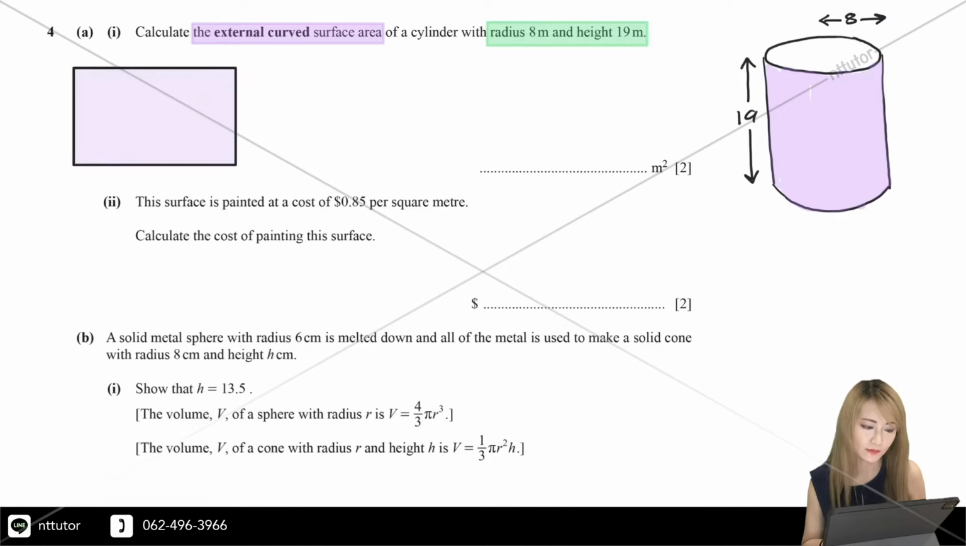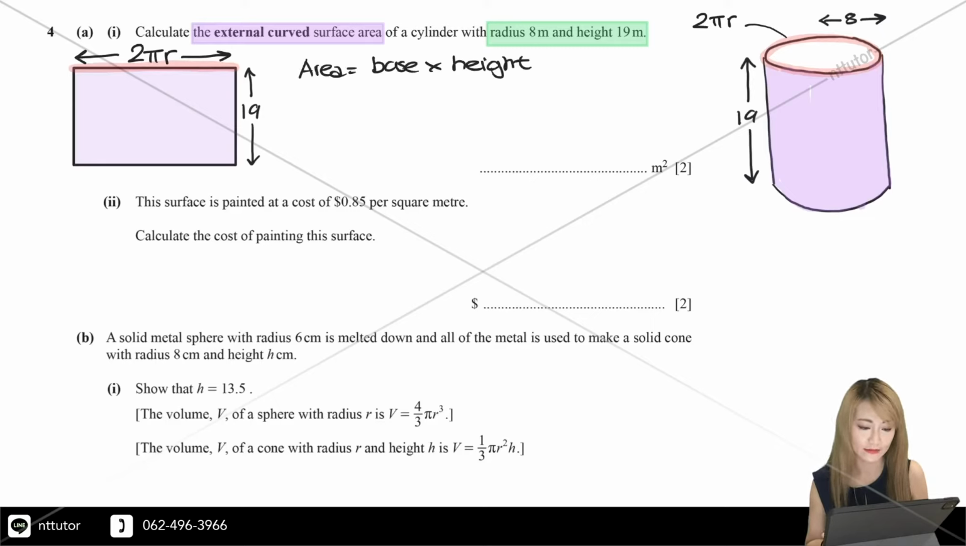a rectangle. The rectangle would have a height of 19 meters, and the base of the rectangle would be equal to this length over here, the length that goes around the cylinder. So that's basically the circumference of the circle. That means that the base must be equal to 2 pi r. So the area of a rectangle is equal to base times height. The base is equal to 2 pi r, and the height is equal to 19.